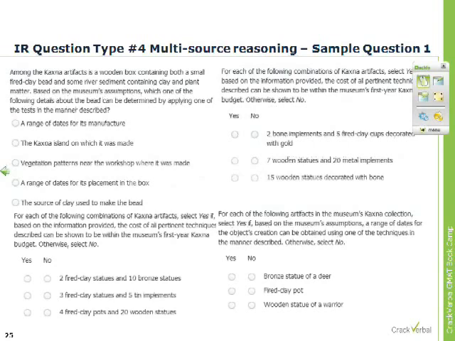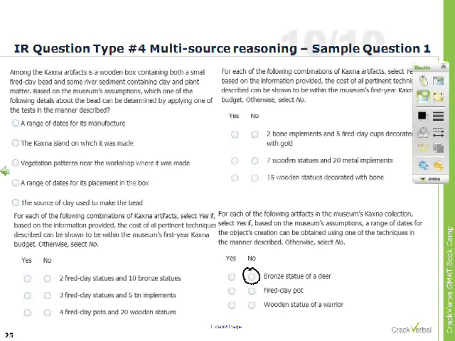Third one, wooden statue of a warrior. So radiocarbon. Again, the assumption is accurate to within plus or minus 200 years. It produces a range of 400 years. Right? So for this particular thing, this is no, yes, yes.